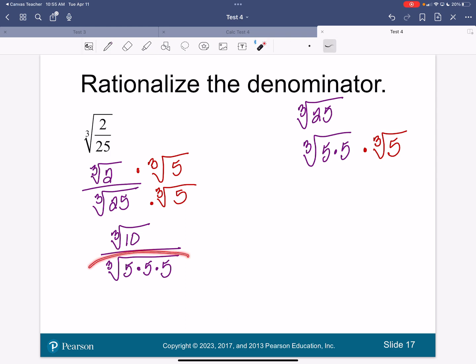And can I simplify this? Yes, because I've got a set of 3, and so I can write down the 5. So I've got the cubed root of 10 in the numerator, and then I've got 5 in the denominator. And that's my final answer. Remember, I can't do anything here and here because the 10 is inside the radical and the 5 is outside the radical.